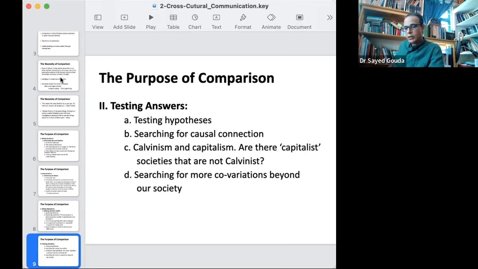the German sociologist and anthropologist. Like Calvinism, for example, he suggested that Calvinism is the root of capitalism. Calvinism is, let's say, the French branch of Protestantism.